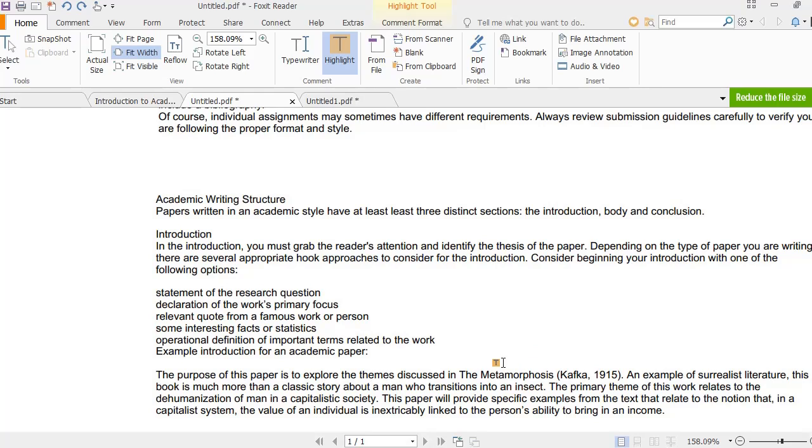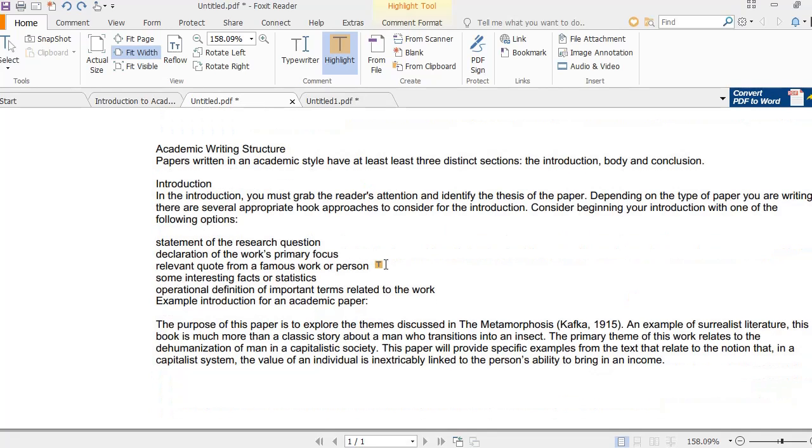Papers written in an academic style have at least three distinct sections: the introduction, body, and conclusion. The introduction should be there, the body should be there, then the conclusion. In the introduction, you must grab the reader's attention and identify the thesis of the paper. So what you're going to say in the coming paragraphs, you should give a slight explanation of in the introduction part.